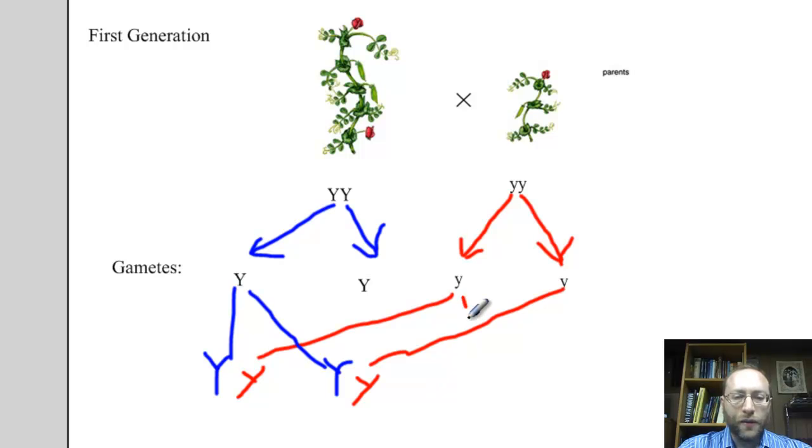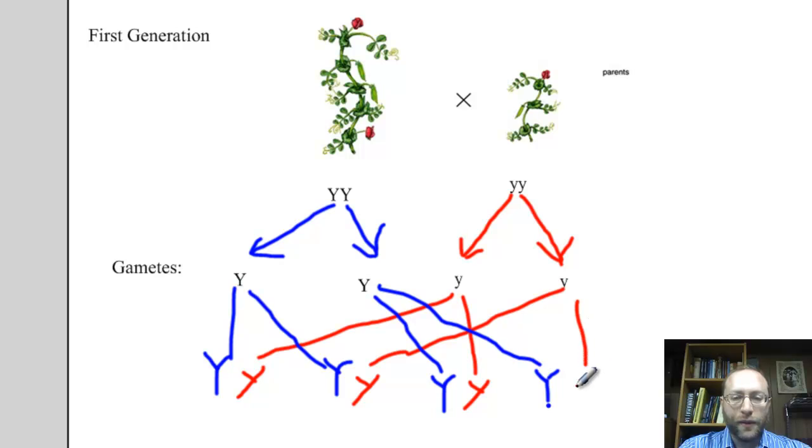And this little y over here could meet up with the other big Y. And that gives us the same thing again. But this big Y here could also meet up with the other little y. And we end up with yet another heterozygous. And these are all tall, 100% tall. And that's precisely what we ended up with in reality in Mendel's experiment.